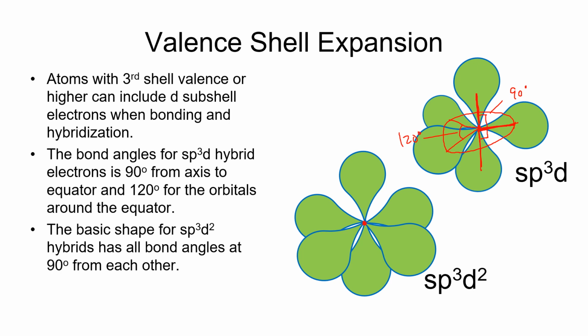And the last one we're looking at here is when you have 6 pairs of electrons all trying to get as far from each other as they can. This hybrid with 1 s, 3 p's, and 2 d orbitals all combined ends up producing 90 degrees in every direction. It doesn't matter which pair of electrons you look at, it's going to be 90 degrees to get to the next one nearby. So there you go, valence shell expansion and the hybrids.